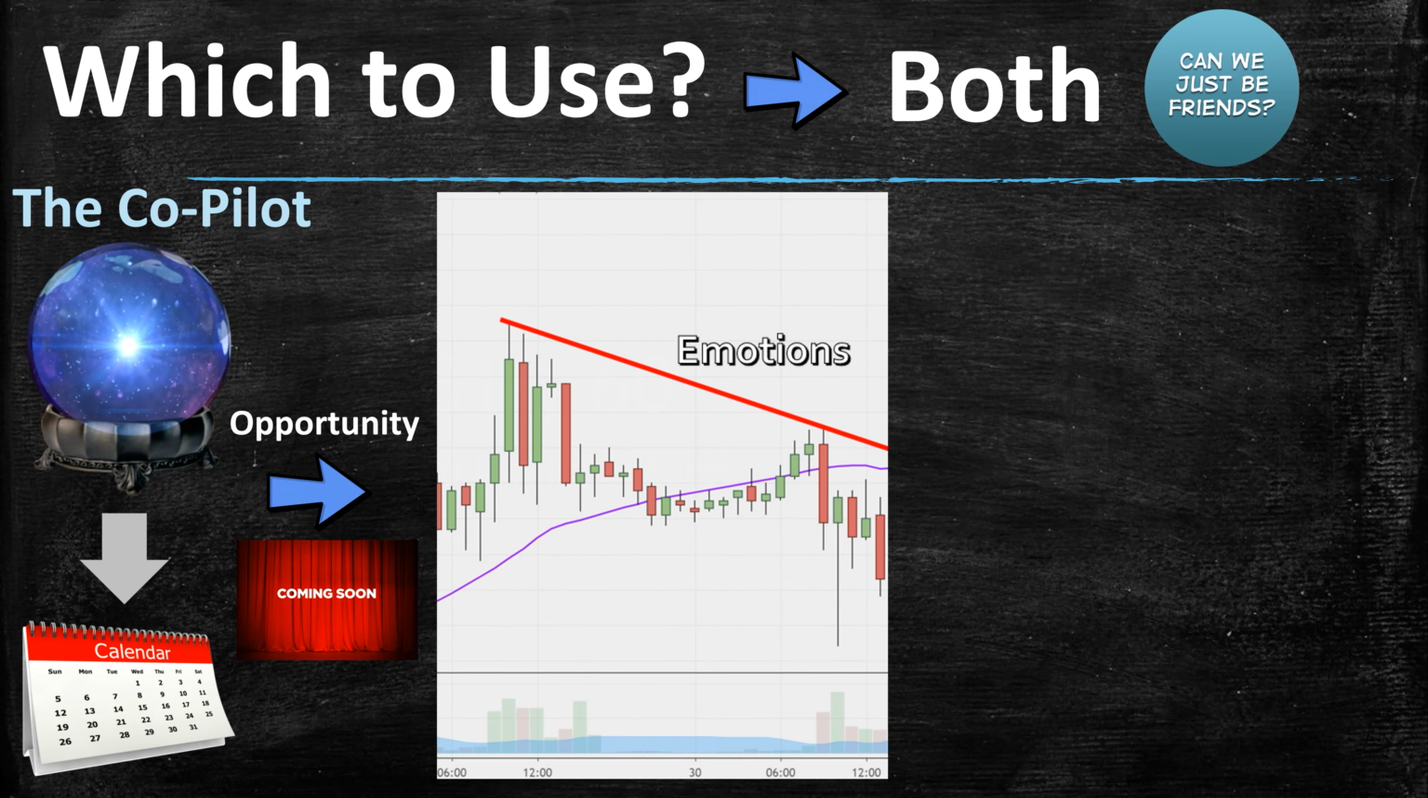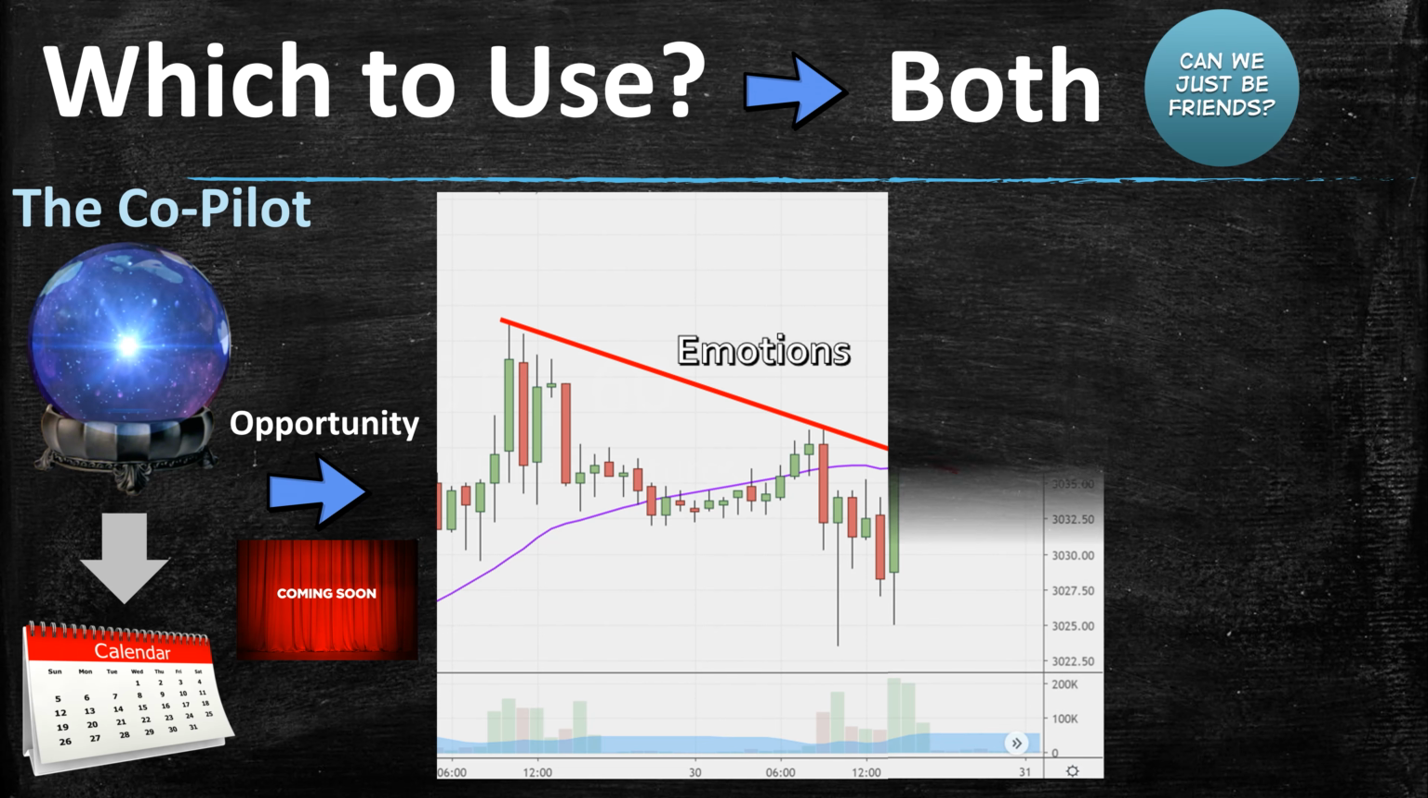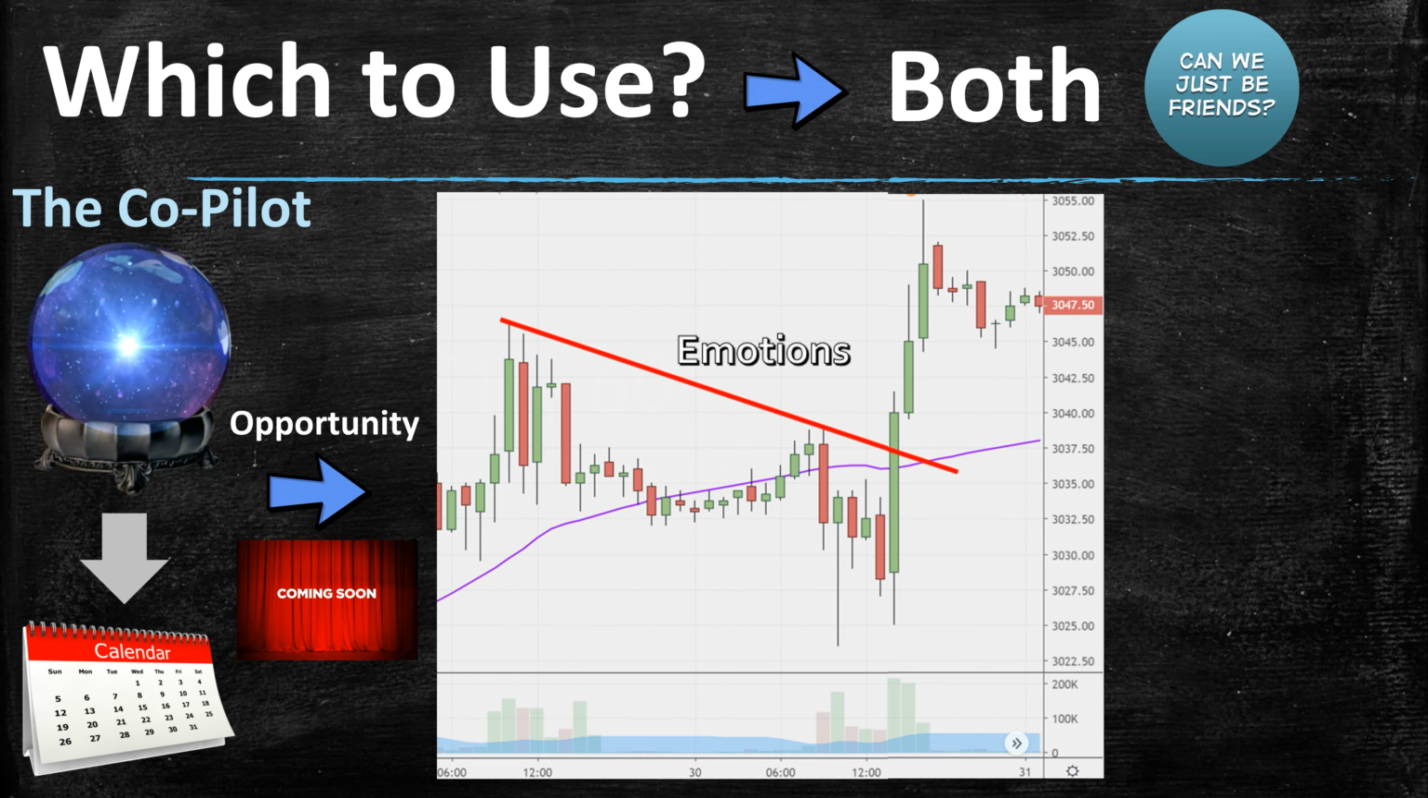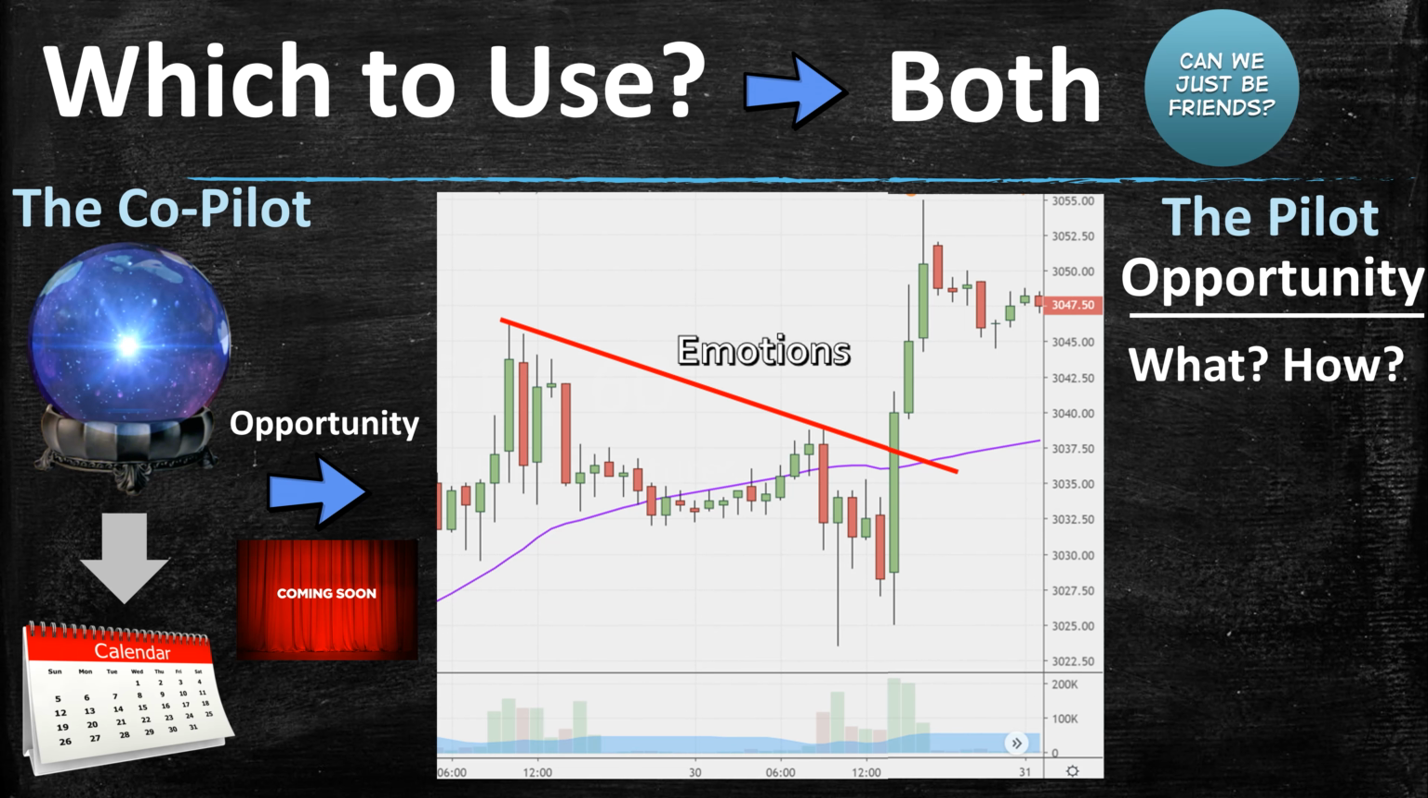So here we have the chart and looking at all of that with that trend line. And now after that meeting, after that speech has taken place, this is what has ultimately happened right afterwards. So the pilot, though, is all about the opportunity, meaning, all right, thank you, co-pilot, for locating the opportunity. But it's my job now as far as the opportunity about, well, what is the opportunity? How can I take advantage of the opportunity? And that's where in this situation, technical analysis would come into play.